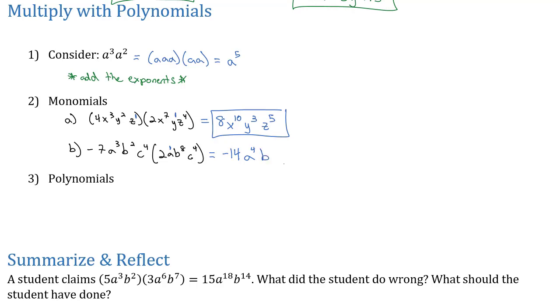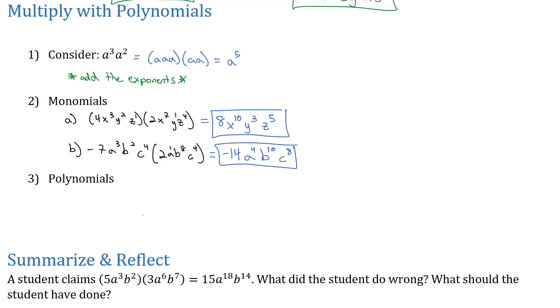For the b's, we add the exponents. 2 plus 8 gives us b to the 10th. For the c's, we add the exponents. 4 plus 4 gives us 8. And our product is negative 14, a to the 4th, b to the 10th, c to the 8th. But that only allows us to multiply monomials, or a single term by a single term.